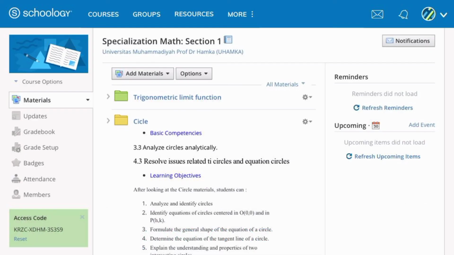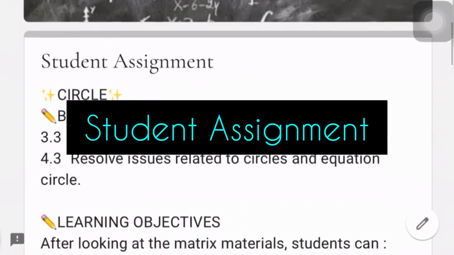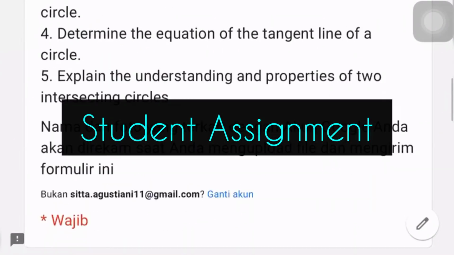This is the display on Schoology and the teacher uploaded materials on Schoology. There are student assignments on G-Form.